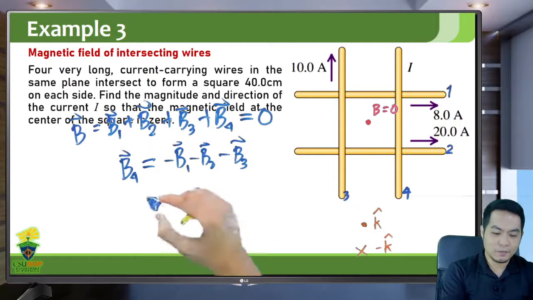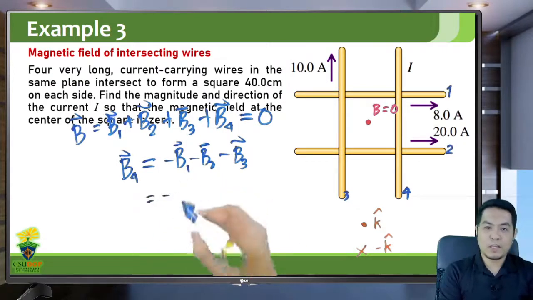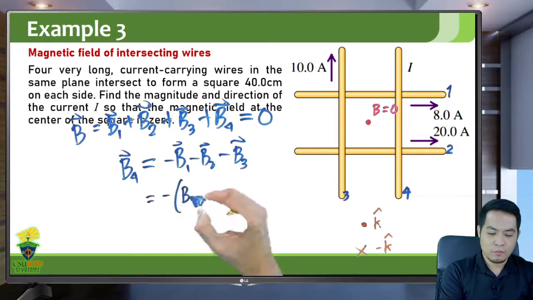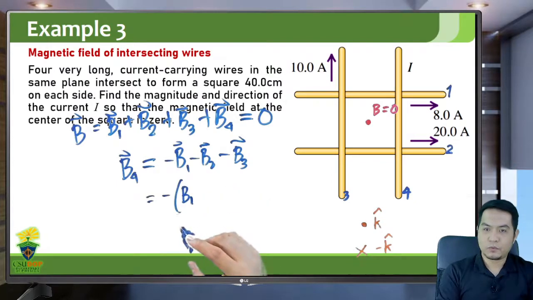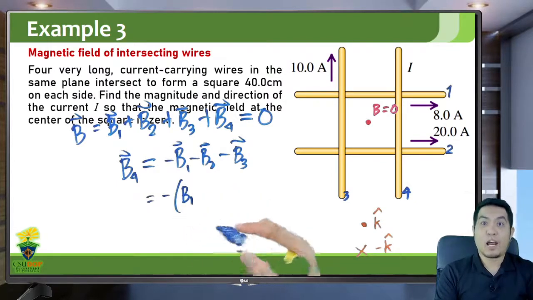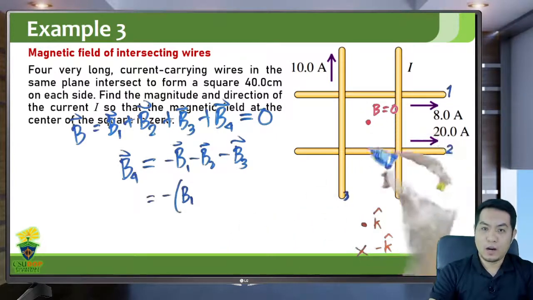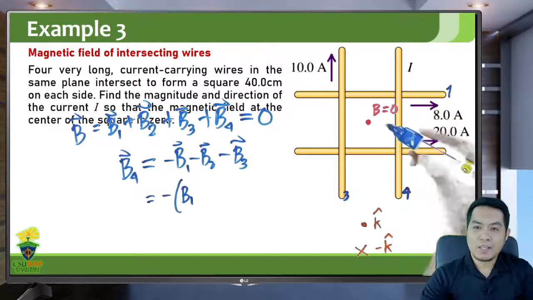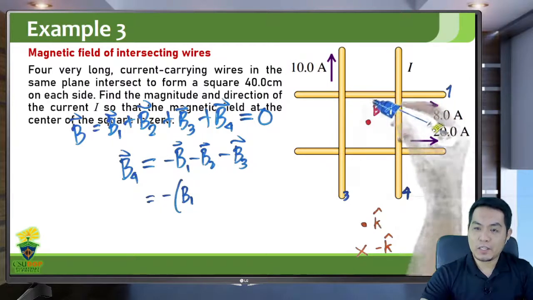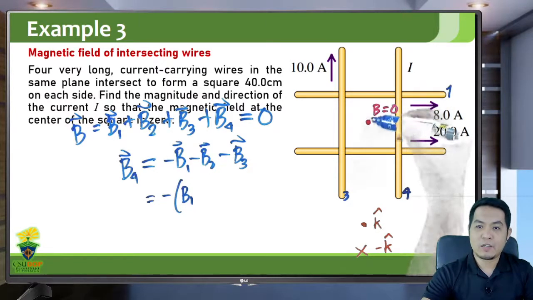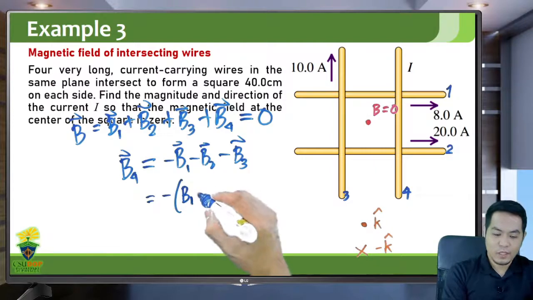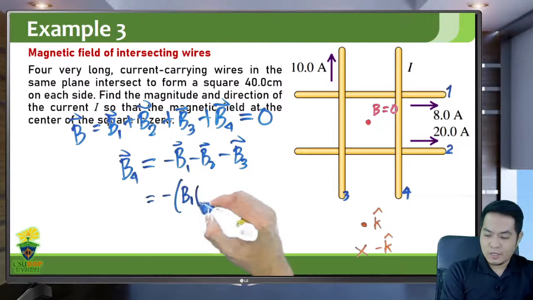So essentially, B1 here will have a magnitude of B1. You can calculate that: it's mu naught I1 over 2 pi R1. In this case, the perpendicular distance of each wire to the center is half of 40 centimeters, so 20 centimeters. So the R's are all the same, 20 centimeters. The direction will be negative k hat.